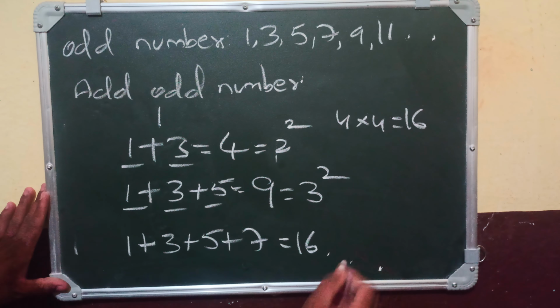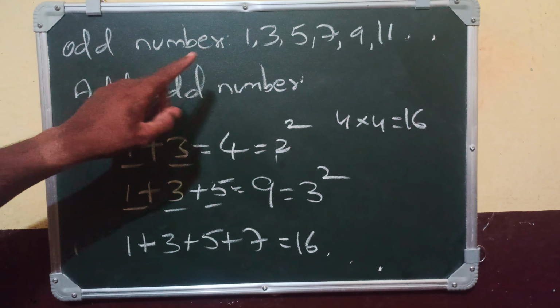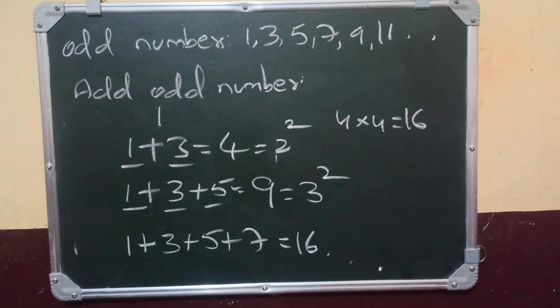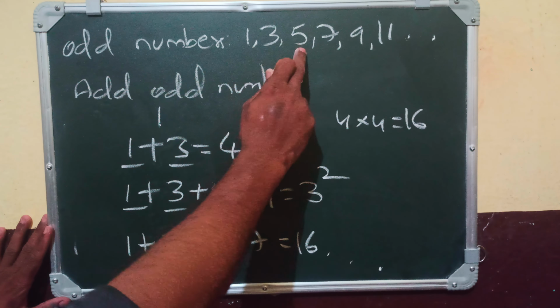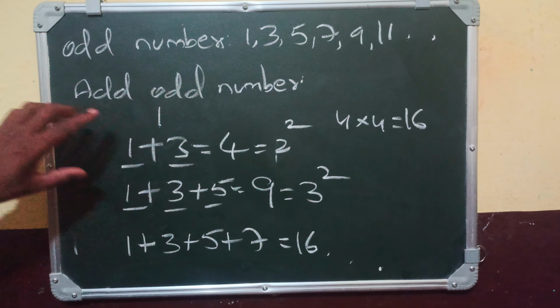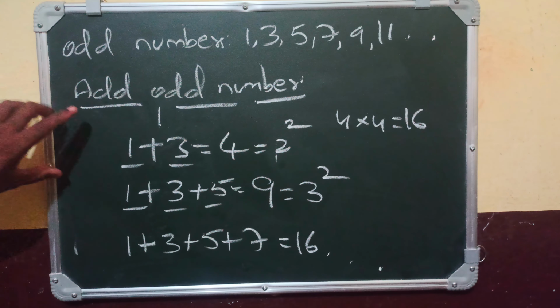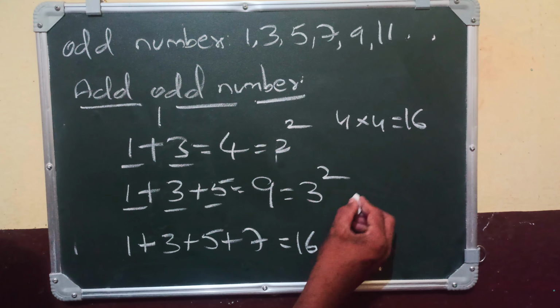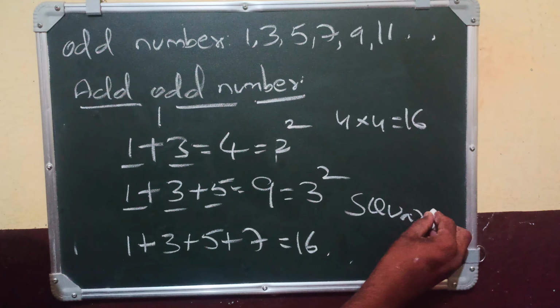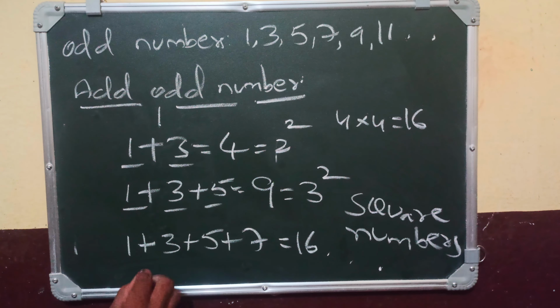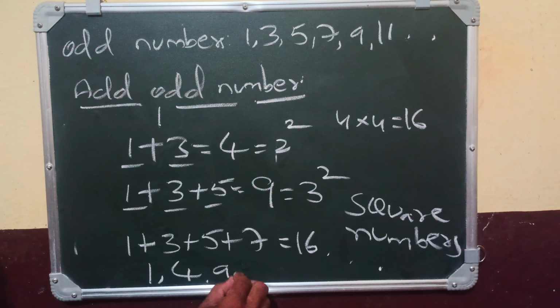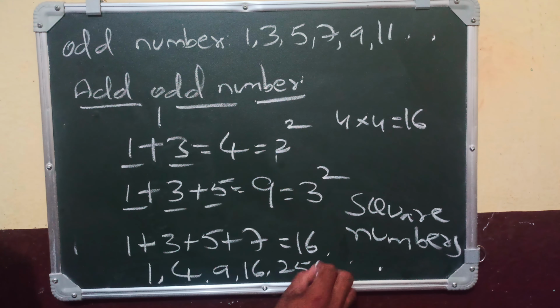So the process will be continued. Not only this, adding odd numbers we get square numbers. Adding one more number also we are going to get square numbers, that also I am going to show you now. Once again I will explain: odd numbers 1, 3, 5, 7, 9, 11, 13. Adding odd numbers we get square numbers, which are 1, 4, 9, 16, 25, 36.